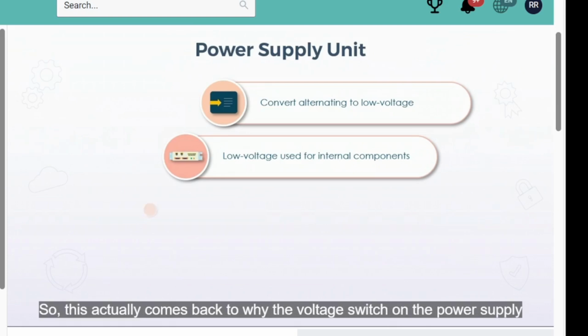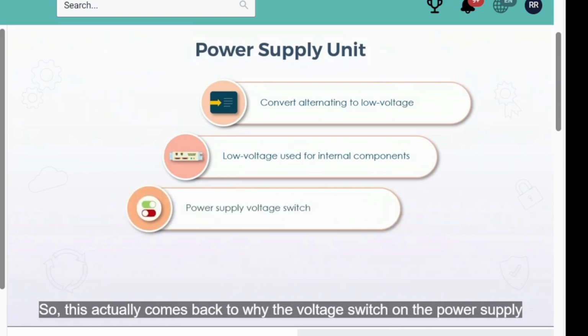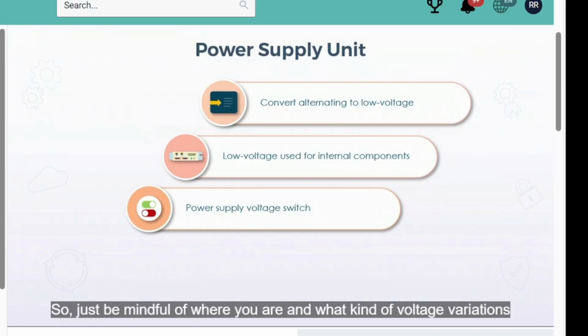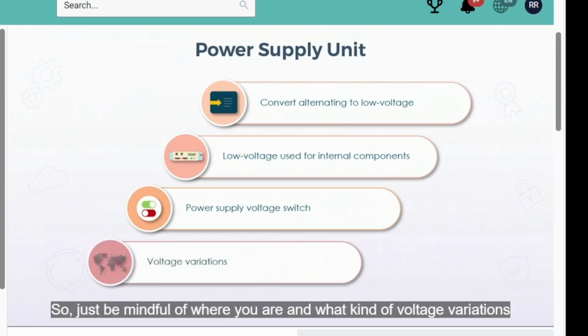So this actually comes back to why the voltage switch on the power supply needs to be in the correct setting. Because if you end up delivering too much power to any given component, it will almost certainly damage it. And if you don't give it enough, it probably won't start at all. So just be mindful of where you are and what kind of voltage variations there are in that area to make sure that you get a power supply unit that matches the incoming power supplied by the outlets themselves.